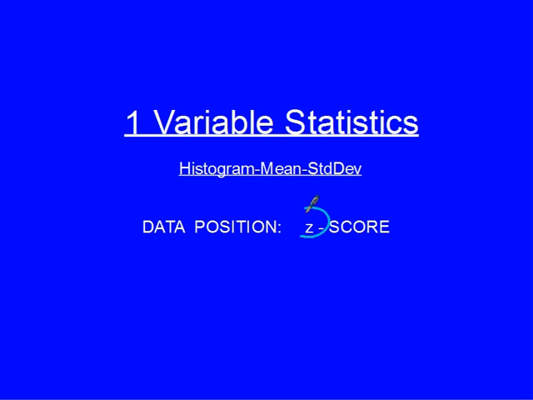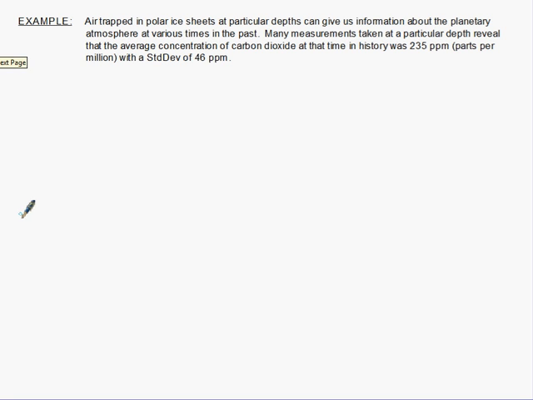Z-score is a really important measure of position. It's going to come back a real lot in the second half of the year. It's going to become increasingly important. So let's give an example.